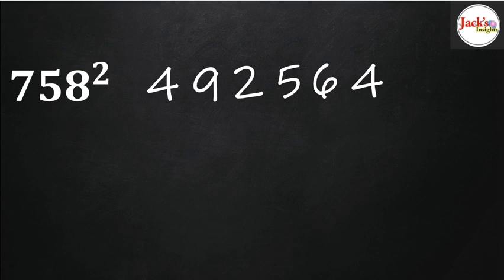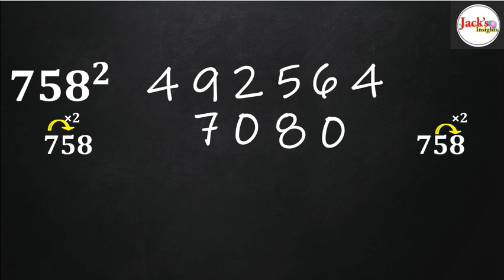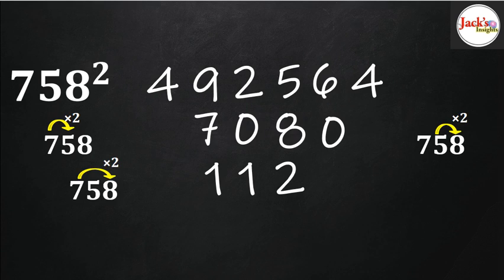So perform the second step. You're going to multiply 7 and 5, 35 times 2, that is 70. And then 5 and 8 times 2, 80. And then you're going to multiply 7 and 8. 7 times 8 times 2, that is 56 times 2 is 112. Okay, so we have a three-digit result.